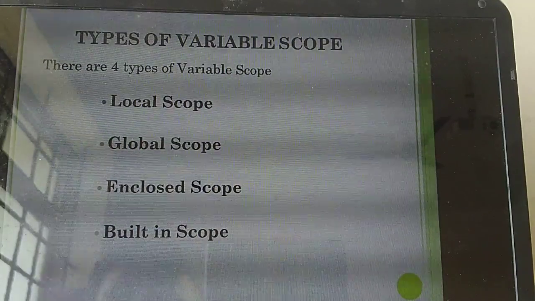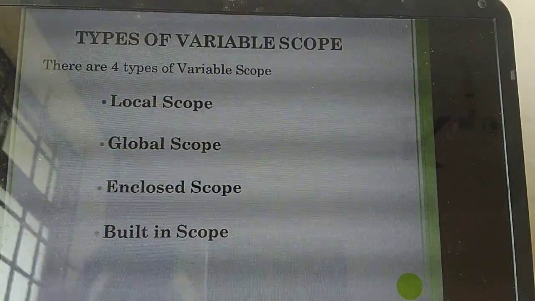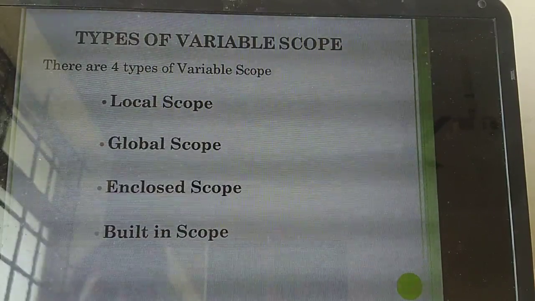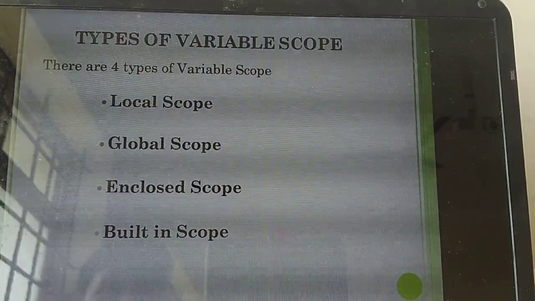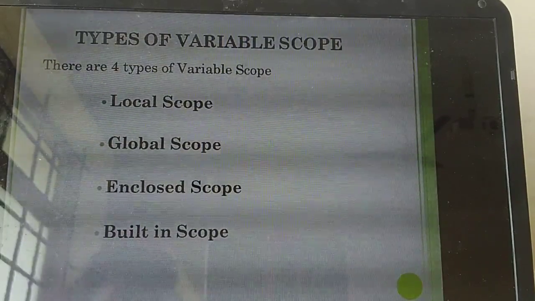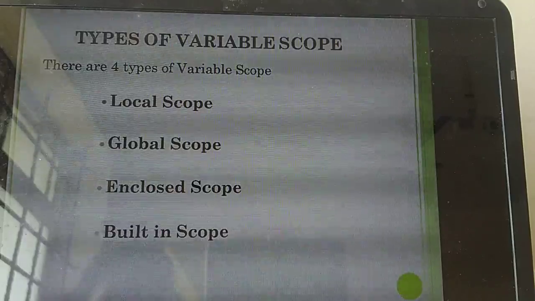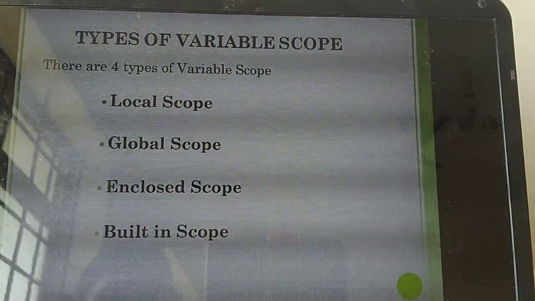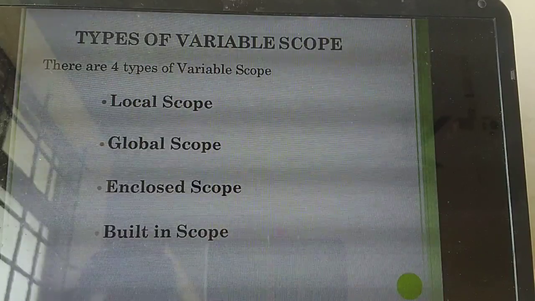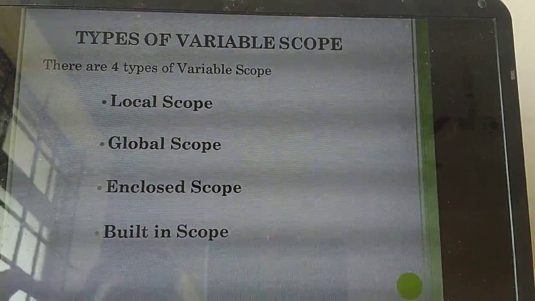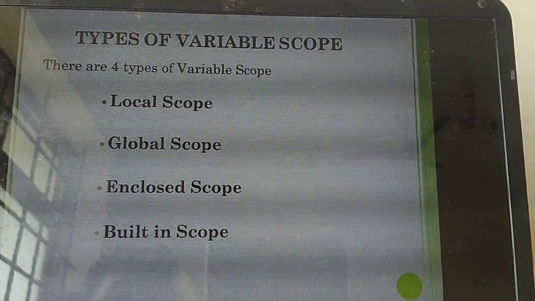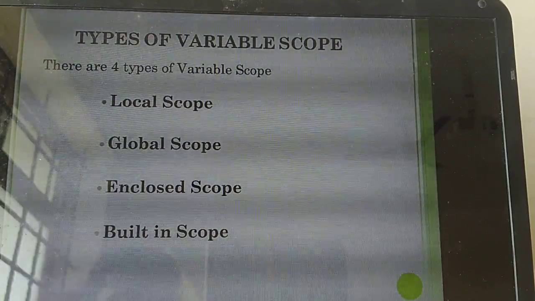There are mainly 4 types of variable scopes. What are they? Local scope, global scope, enclosed scope and built-in scope. Same as what you studied in the LEGB rule. Local means defined inside the function. Global means the uppermost level. Enclosed means a function defined inside another function. Built-in means already built into the predefined module.